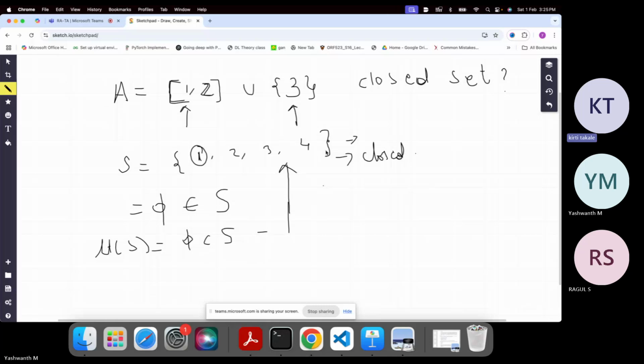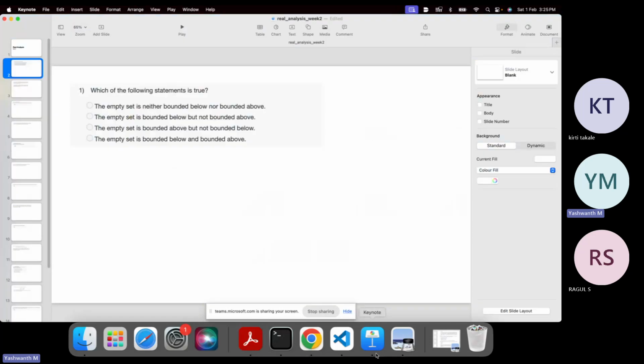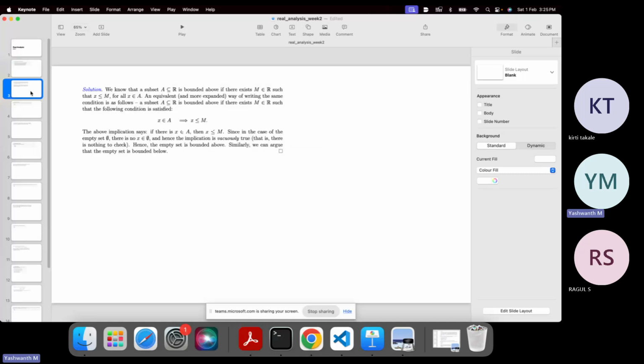Okay, so let's quickly start solving the problems. Which of the following statements are true? The empty set is neither bounded below nor bounded above. The empty set is bounded below but not bounded above. Basically, it's asking, is the empty set bounded above or below or both? Okay, so here is the detailed answer.